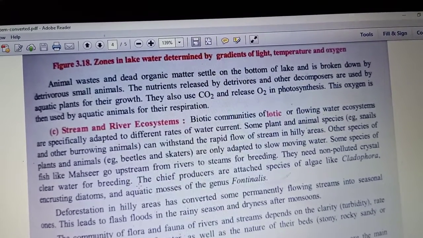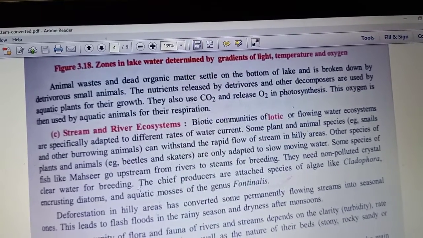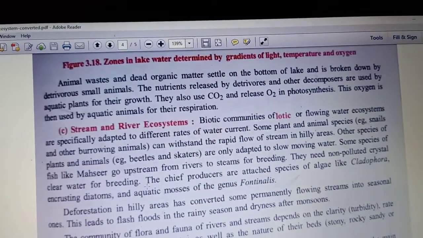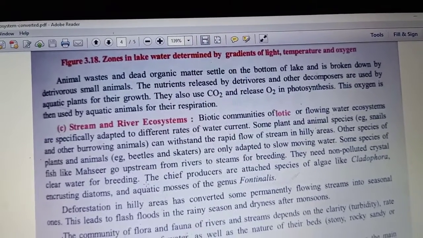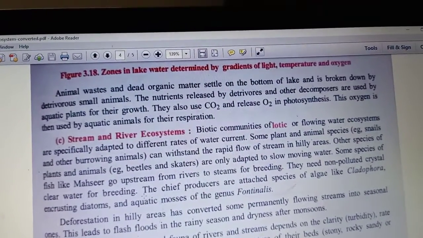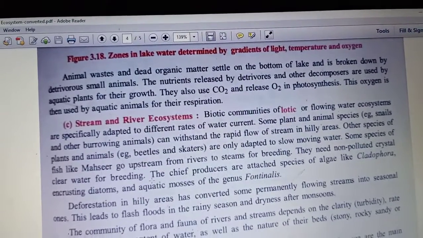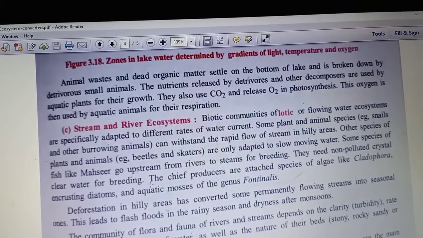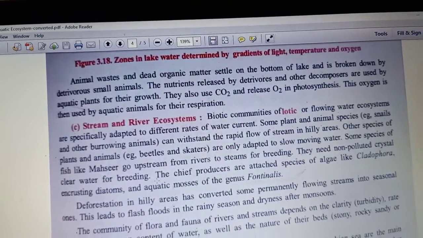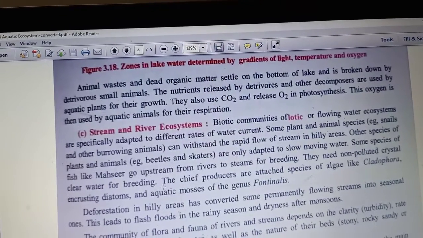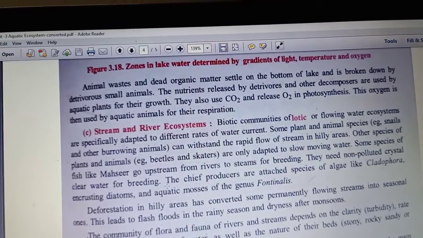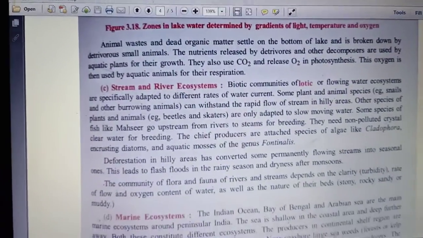Deforestation is a problem that has converted some permanently flowing streams into seasonal ones, because again you can see this is a connection with nature. If we are cutting trees and deforesting overall, we are disturbing nature and the streams will be lost. This leads to flash floods in the rainy season and dryness after the monsoon. In the rainy season you will find floods, and after the monsoon again dry areas, which is an imbalance in nature. The community of flora and fauna in rivers and streams also depends on certain factors, that is, clarity or turbidity, rate of flow, oxygen content, and different kinds of nutrient requirements.